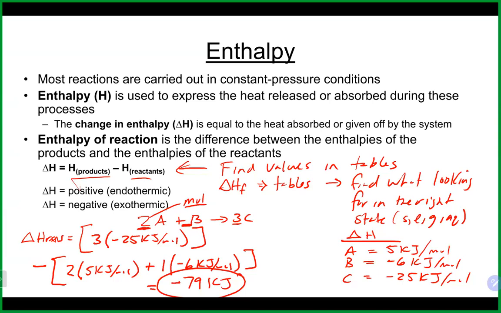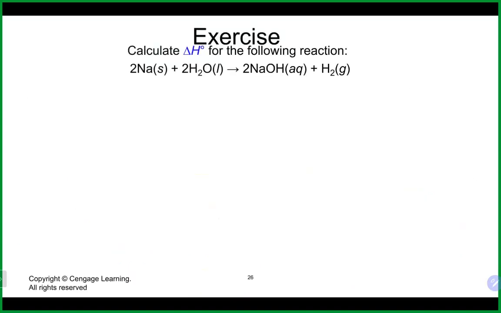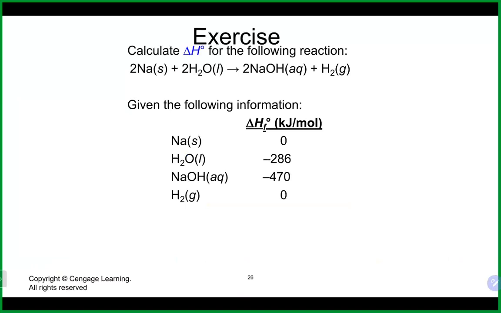Any questions on that? So when you do this type of calculation, you got to make sure you take into account those coefficients times the values that you find from the table. Any questions on that one there? All right, so I want to try one here with some real numbers. Why don't you give it a go? So calculate the delta H for the following reaction. Here's the reaction.